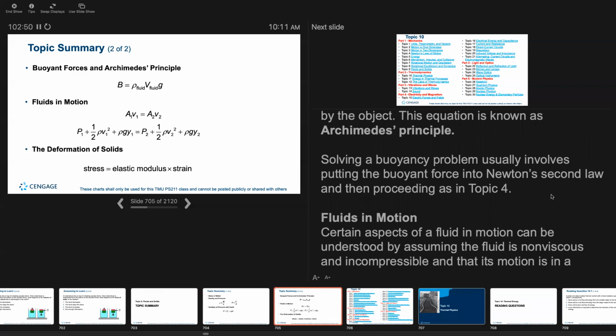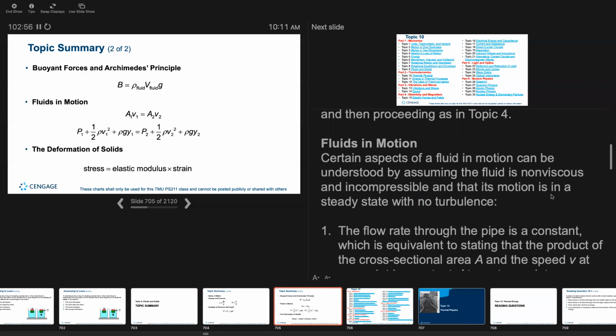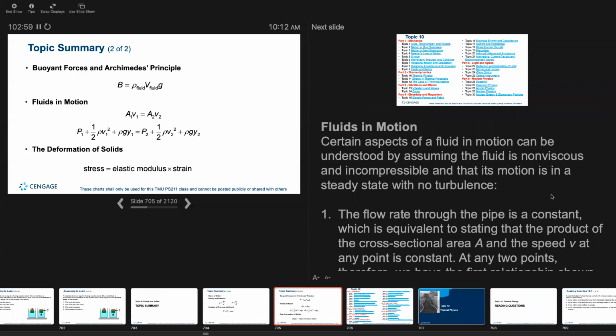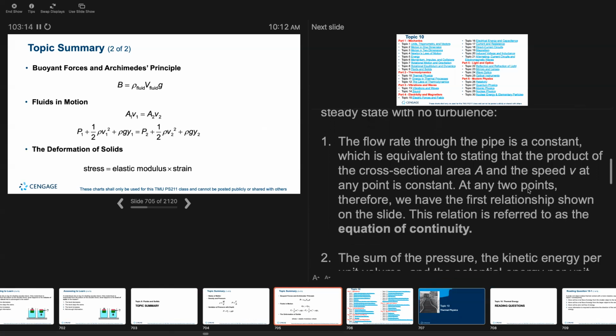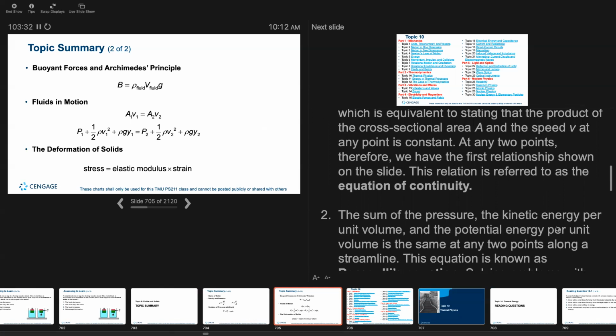Solving a buoyancy problem usually involves putting the buoyant force into Newton's second law and then proceeding as in topic 4. For fluids in motion, certain aspects can be understood by assuming the fluid is non-viscous and incompressible, and that its motion is in a steady state with no turbulence. So number one, the flow rate through the pipe is constant, which is equivalent to stating that the product of the cross-sectional area A and the speed v at any point is constant. And at any two points, therefore, we have the first relationship shown on the slide. The relationship is referred to as the equation of continuity.